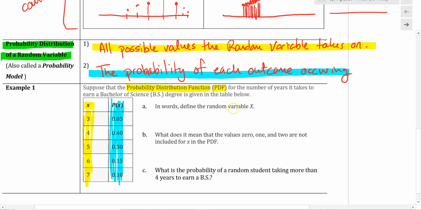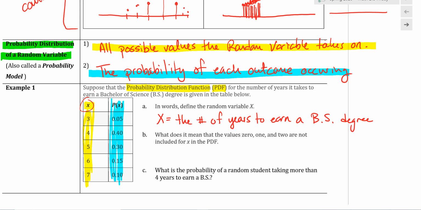So they say in words, define the random variable x. What does that mean in words? Whenever you're going to write out a probability distribution function, this should be the first thing we do. Tell the reader what x is. X is the number of years it takes to earn a Bachelor of Science degree, according again to this data that they've collected. All right, so that is my random variable there.